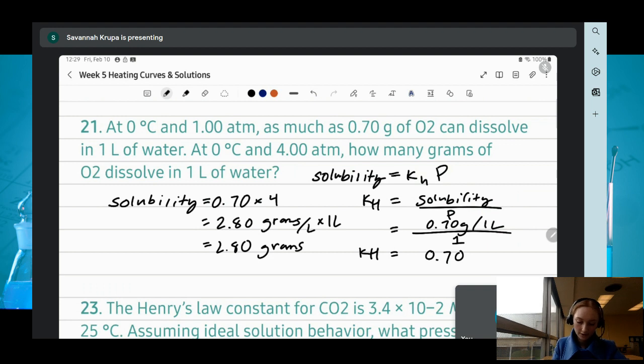So that is how much mass dissolved. So that is the answer to this problem.